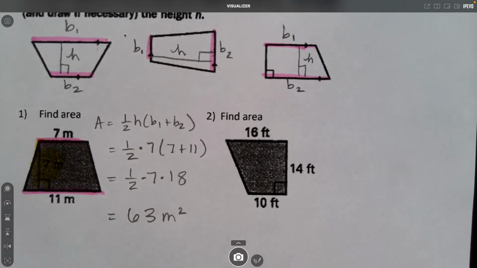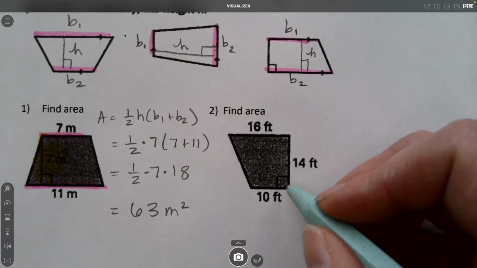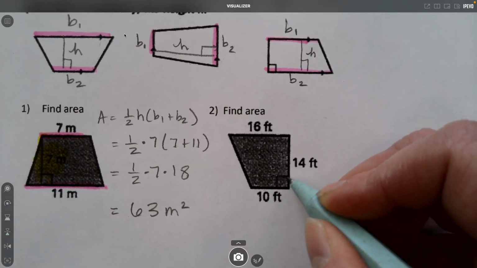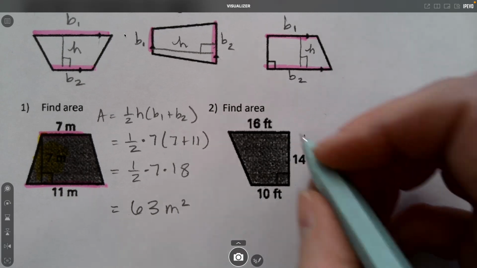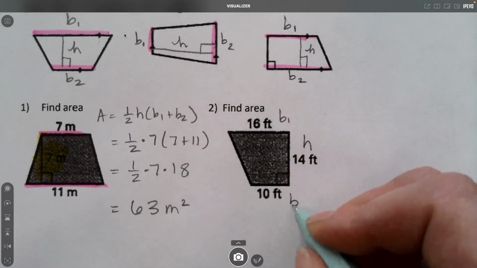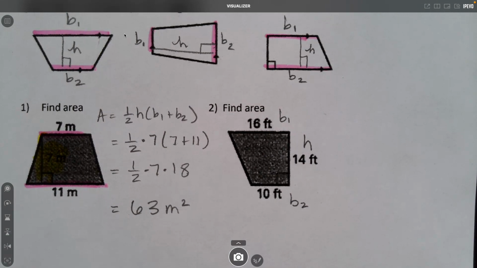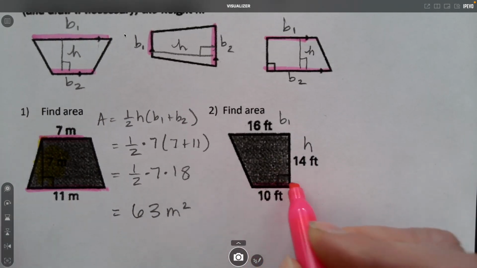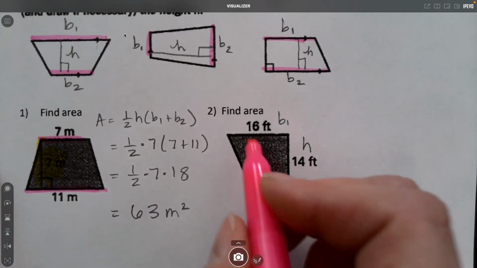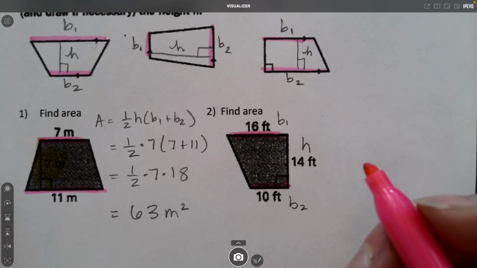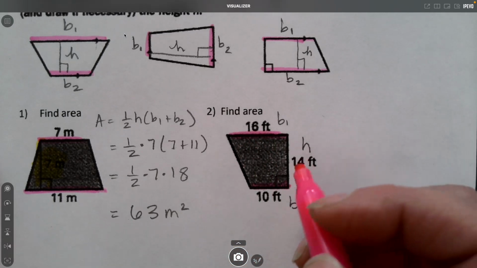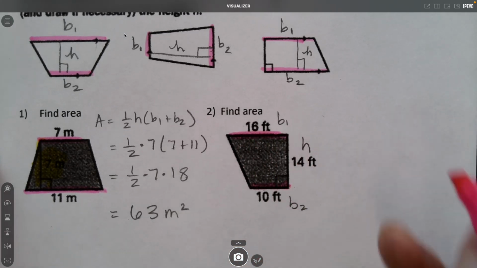So on the next one, I can see that there's a little right angle mark right here. So that means the 14 will be my height, and the 16 and the 10 are my bases. And I can definitely see that the 10 is making a right angle with the 14, and these two look parallel. I know we can't assume things from geometry diagrams, but they're telling us it's a trapezoid.